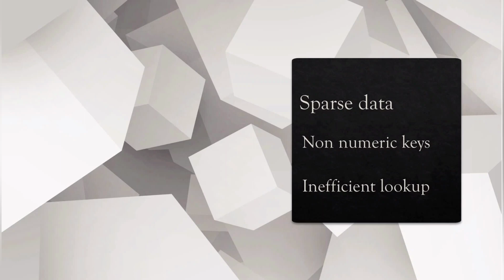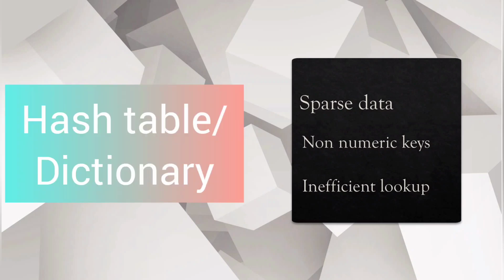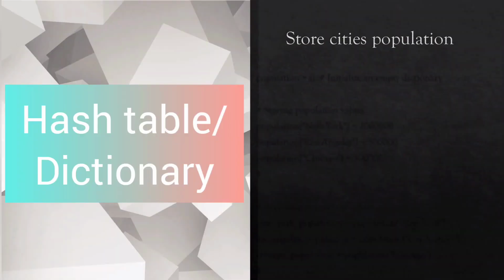So, in order to address all these things, a more appropriate data structure like a hash table or dictionary should be used. These data structures are specifically designed for efficient key-value lookups and dynamic allocation of memory as needed. Using a hash table or dictionary for the same scenario can be implemented more effectively. Here we have the code snippet for the same.